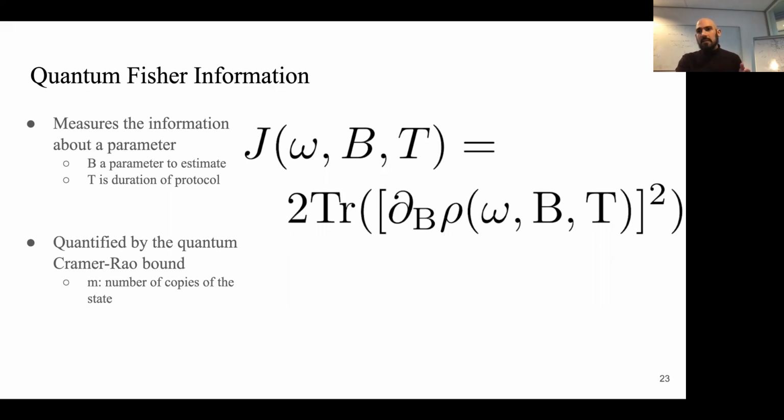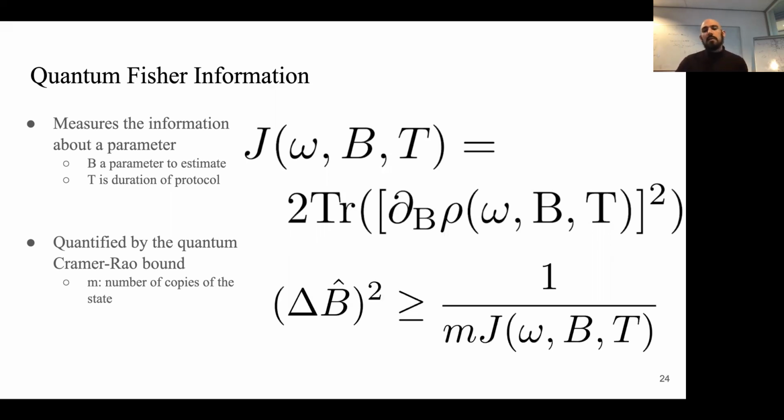In classical statistics, you have the normal Cramer-Rao bound, which lower bounds the variance of an estimator of a parameter of a distribution. The quantum Cramer-Rao bound does the same thing, just for a quantum state. So if you have a quantum state rho, which depends on B, the parameter we're estimating, you can lower bound the variance of an estimator B hat by 1 over mJ. So if the Fisher information is large, the lower bound on the variance of an estimator is small. And m here is the number of copies of the state. Because it's quantum, you have to consume copies of the state in order to get information about the parameter you're estimating.